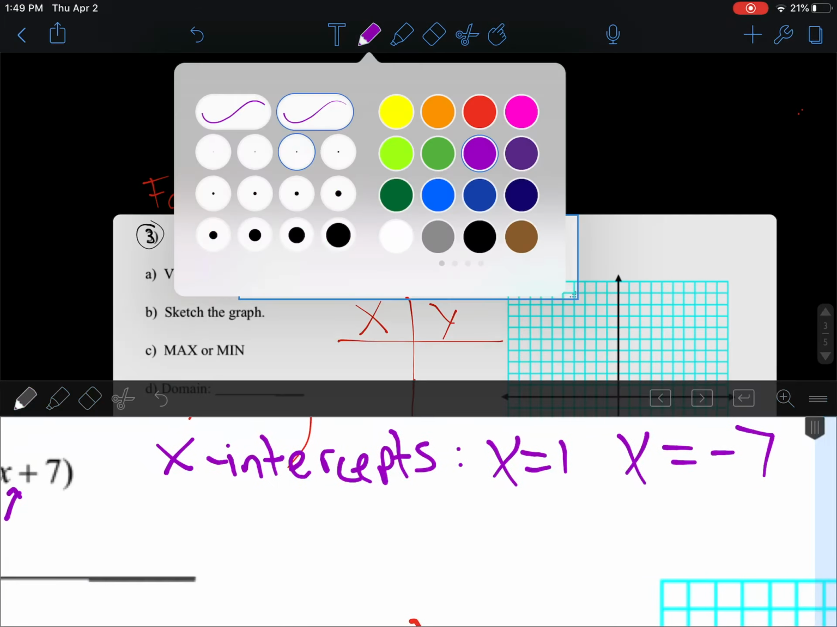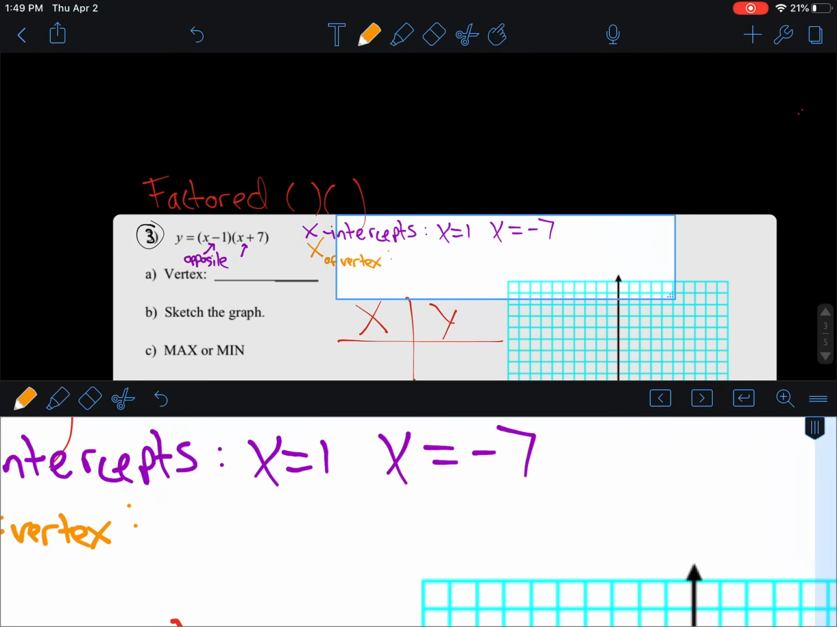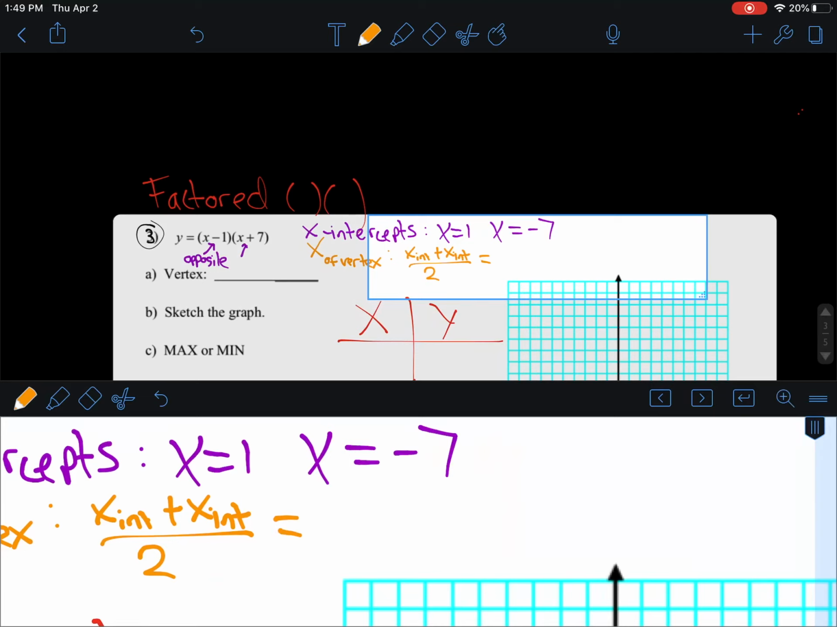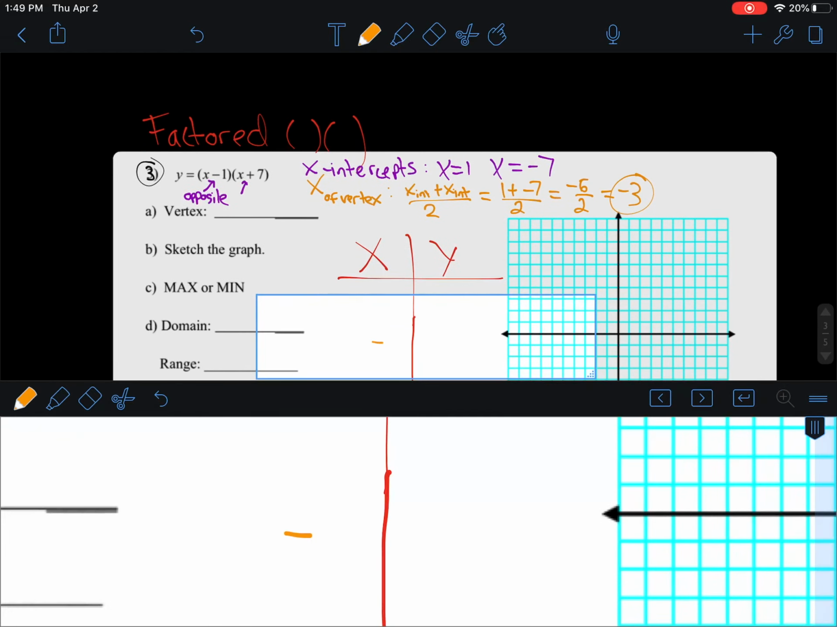Now, since you have your x-intercepts, you can find the x of the vertex. The formula is: you find your x-intercepts, add them, and then divide by 2. You find the middle of your x-intercepts. In this case it'd be 1 plus -7 divided by 2, which is -6 divided by 2, which is -3. So the x of my vertex is going to be -3.